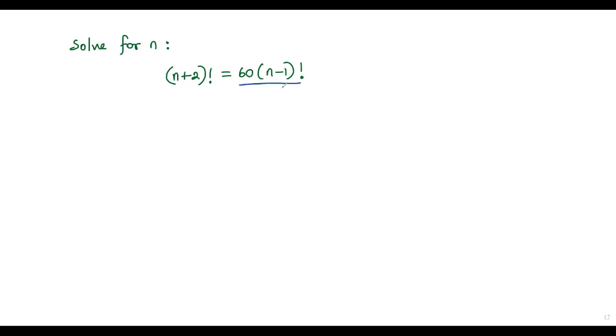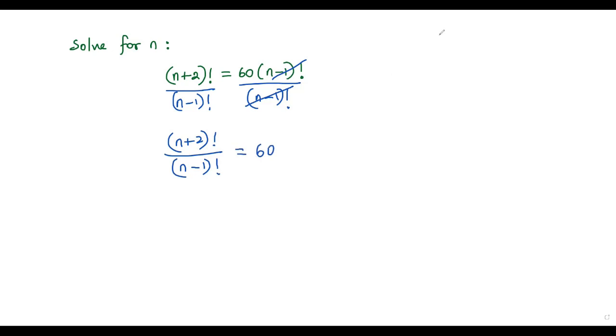For that, I have to divide both sides by (n-1) factorial, and here also I have to divide by (n-1) factorial. So (n-1) factorial over here and here will cancel out. I get (n+2) factorial divided by (n-1) factorial equals 60.